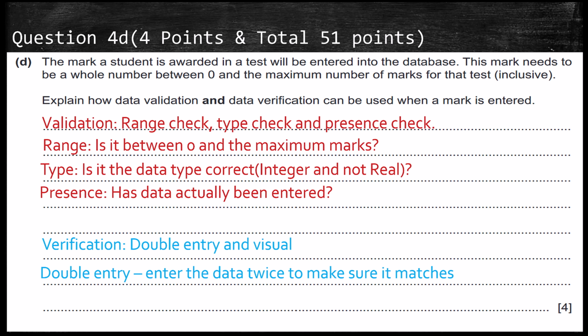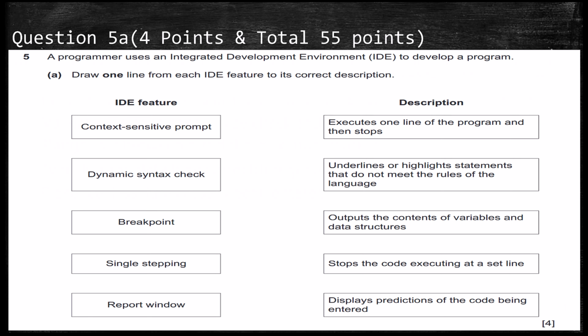visual. Double entry, we enter the data twice to make sure it matches. You probably have seen this multiple times when you sign up for an account. They don't have you enter your email once. Sometimes we'll have it enter it twice, or even your password twice. That is to make sure the data matches. That is double entry. Another you could use is a visual check, manually comparing the data entered with the data on the test. So that is the difference between data validation and data verification. Let's take a look at this next one.